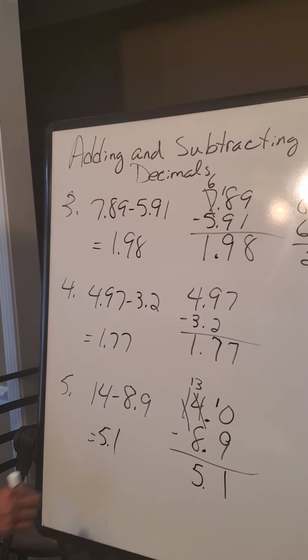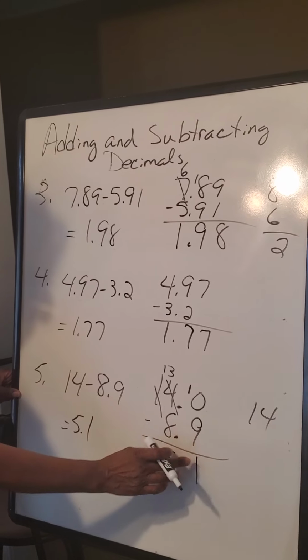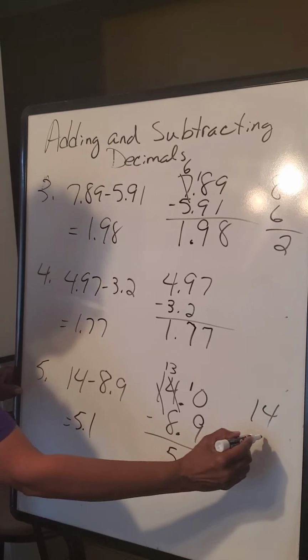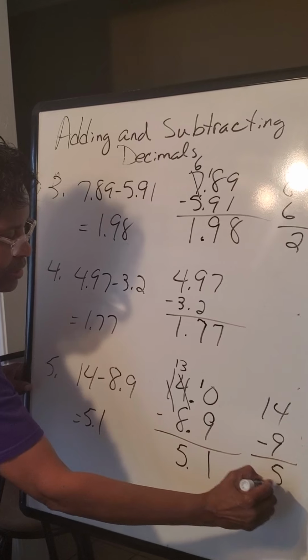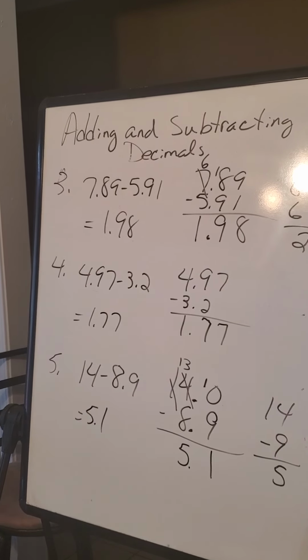As I estimate, this is still a 14. 8.9, that 9 is enough for that to become a 9. When I subtract, I get a 5. That's my estimated answer. That's my exact answer.